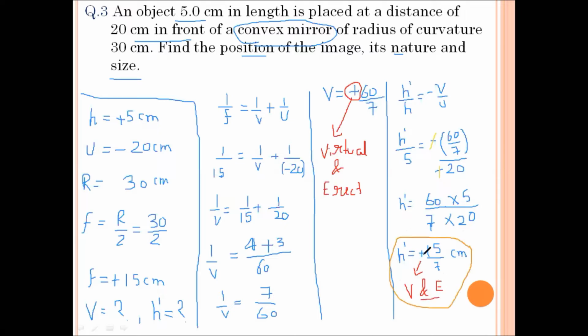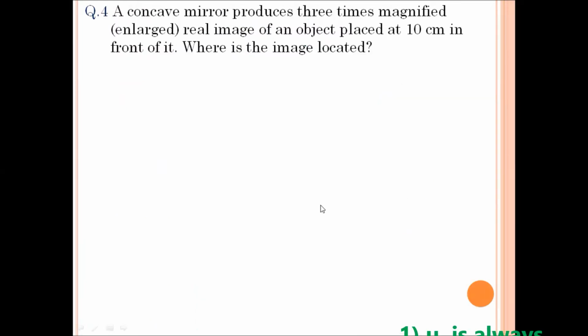The height of the image formed is smaller than the height of the object. So we can say a diminished image is formed. Diminished means smaller. And we know in case of a convex mirror, the image formed is always diminished. Question number 4.